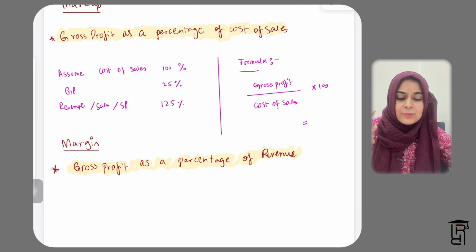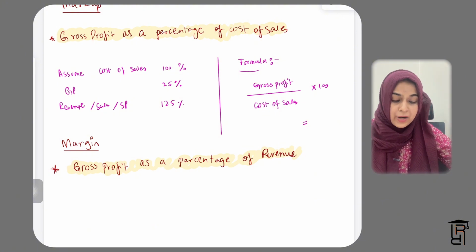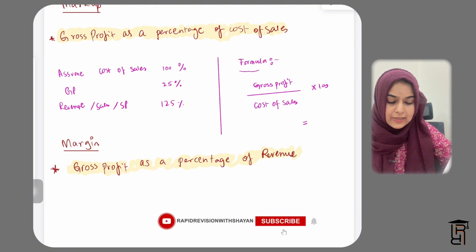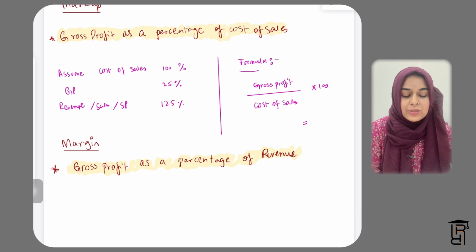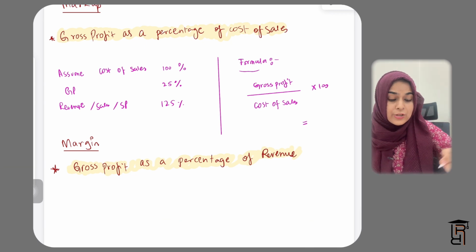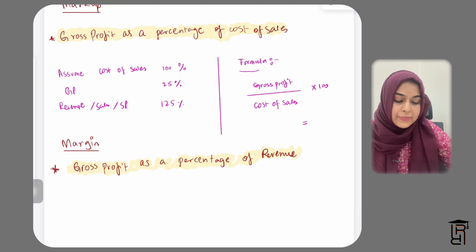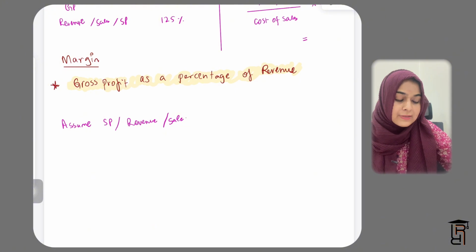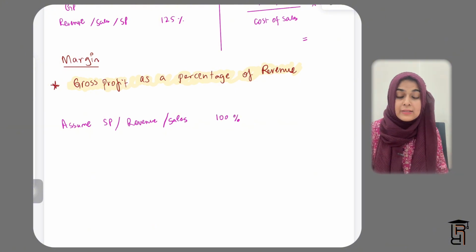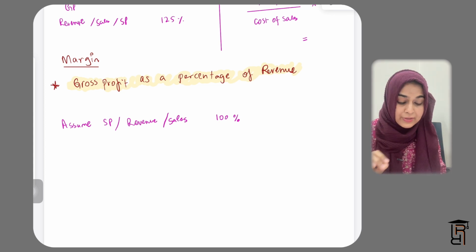The other concept here is margin. In case of margin, here I have written gross profit as a percentage of revenue. So you guys need to assume that selling price or revenue or sales, it's one and the same thing. All of these are used interchangeably. So selling price or revenue or sales is 100%.